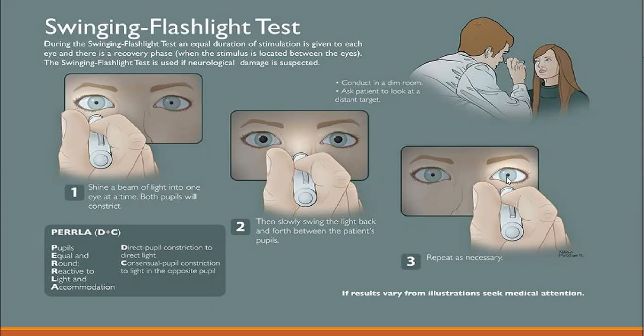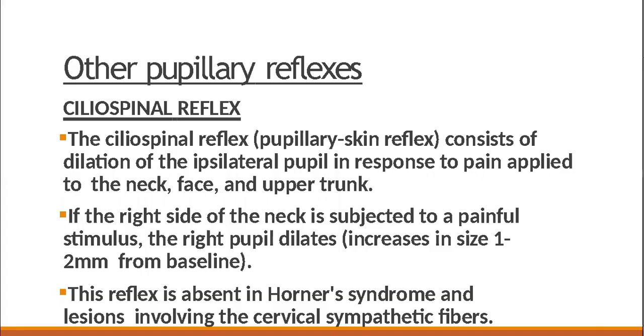But if there is dilatation, that means that the afferent pathway in the left eye is abnormal. And this afferent pathway is nothing but, friends, it is made up of mostly the optic nerve. So maybe there is some problem in the optic nerve. So these are the other pupillary reflexes.